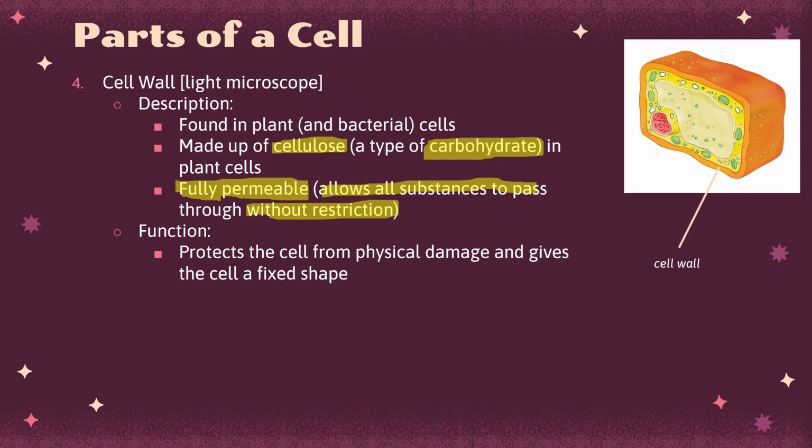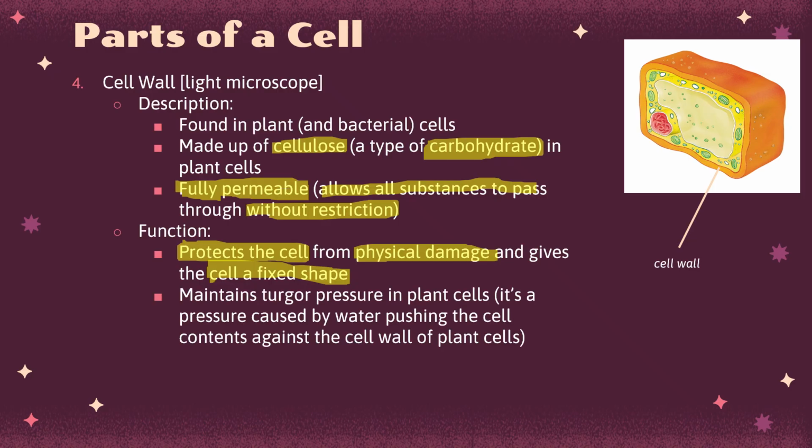The function of the cell wall is to protect the cell. The cell wall, how do I describe, has a general level of rigidity. So it can protect the cell from physical damage and it gives the cell a fixed shape. In the next chapter, you will learn the word turgor pressure, which is caused by water. The cell wall is able to keep the water in the cell, and so the water in the cell will exert a pressure against the cell wall of a plant cell, and this is known as turgor pressure. So for the cell wall, they have two functions.